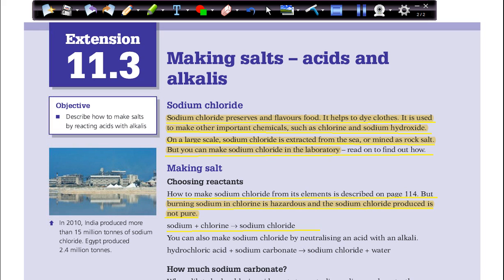We have two other ways. We can extract it by distillation to get the sodium chloride from the seawater, or we can use reactants in the lab. We can make sodium chloride by neutralizing acid with alkali. So we can use hydrochloric acid because it contains chlorine, and we can use sodium carbonate. When we react these two together, they will neutralize each other, they will cancel each other out. We will get sodium chloride plus water.